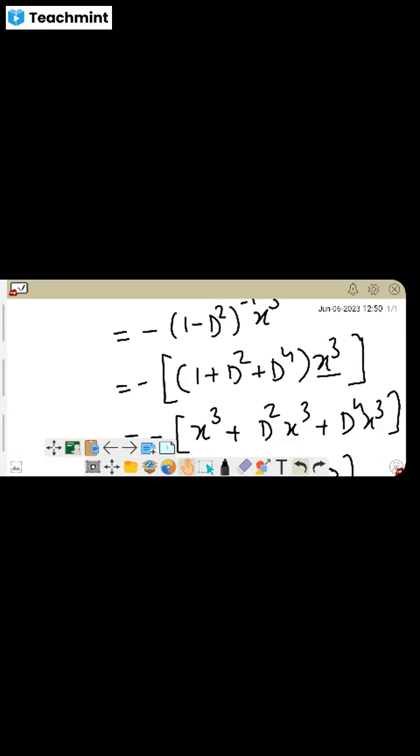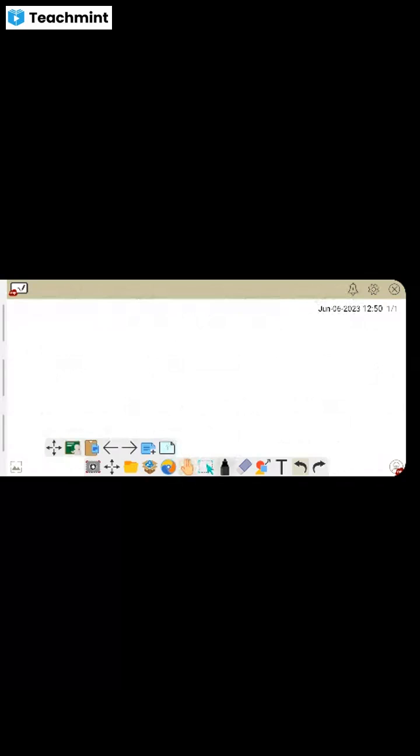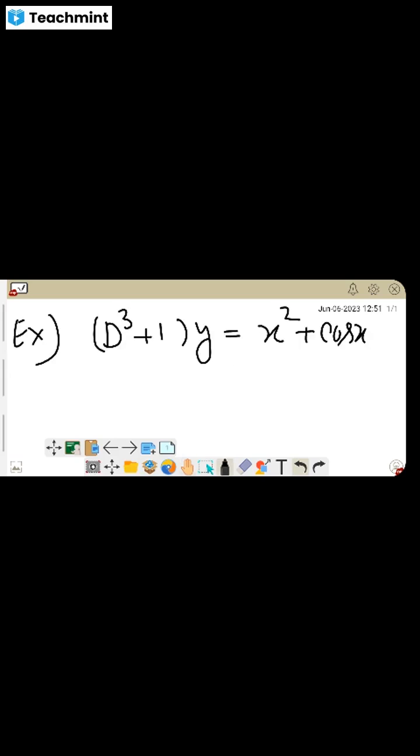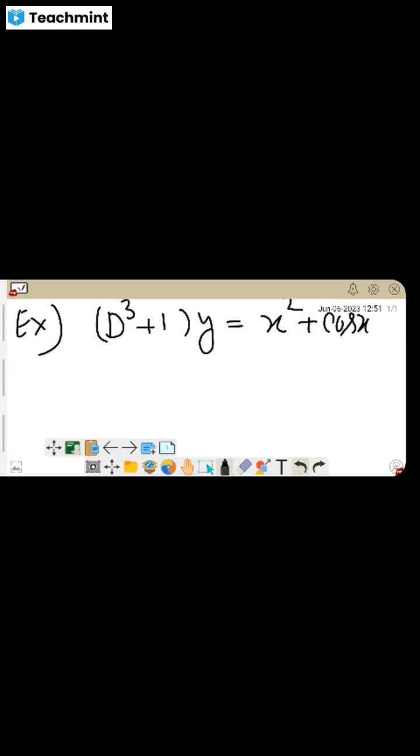We have a question: dq plus 1 y is equal to x square plus cos x. So we have two functions here.